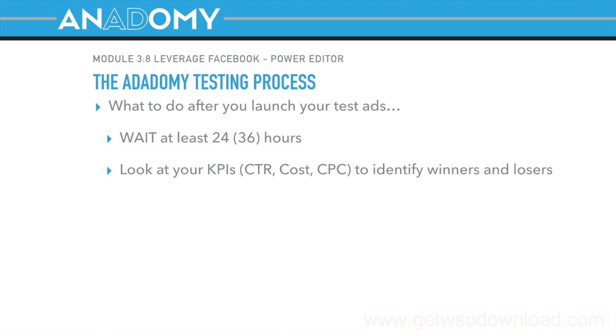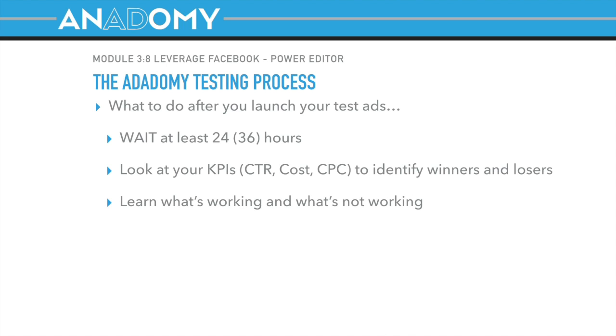After you've waited 24 hours, you're going to look at your key performance indicators, things like your click-through rate, your cost per lead, your cost per conversion, and identify your winners and your losers. It's going to be very evident to you which ones are pulling well and which ones aren't pulling well. But you need to rely on the data. Don't go on instinct, because a lot of times the things that we think are going to work really well aren't going to work as well as something that's a little bit outside the box. So look at your key performance indicators and trust the data.